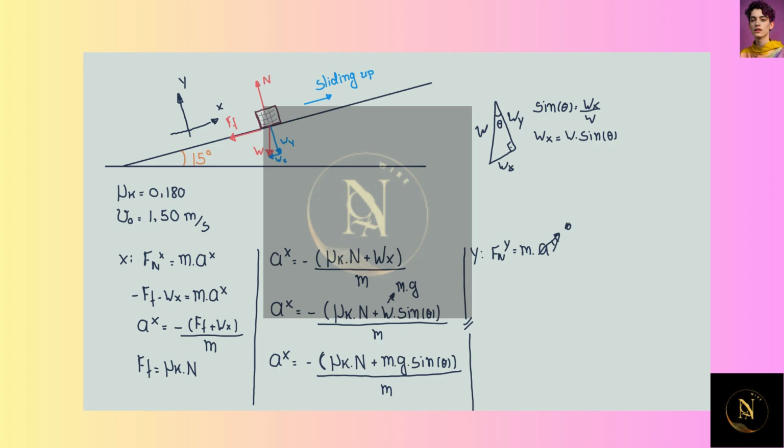Then, the net force in the y direction is equal to 0, but the net force in the y direction is composed of two forces: the normal force, which points in the positive direction, and the y component of the weight force, which points in the negative direction.